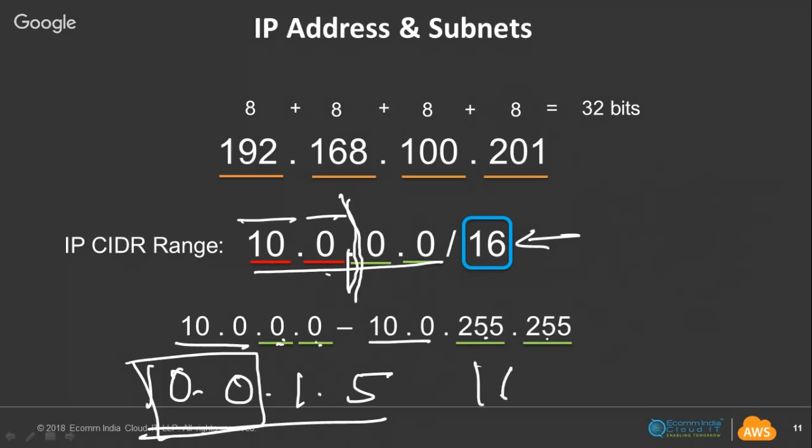So there might be another IP like 10.0.15.9. Can you guys give me a few more IP addresses in this range?